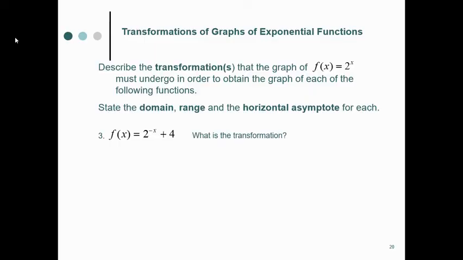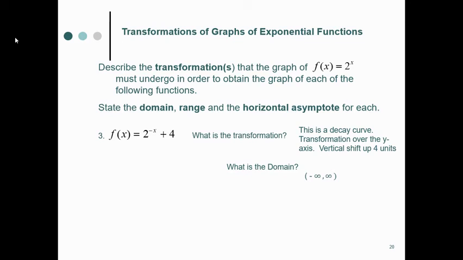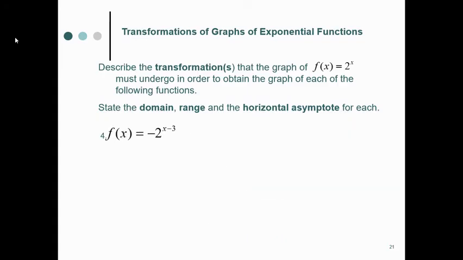Let's take a look at these transformations. What is the transformation? The transformation is a decay curve because it's been transformed over the y-axis, and we have a vertical shift up 4 units. What is the domain? That's right, it's negative infinity to infinity. What is the range? The range is from 4 to infinity. What is the horizontal asymptote? That's right, it's 4.